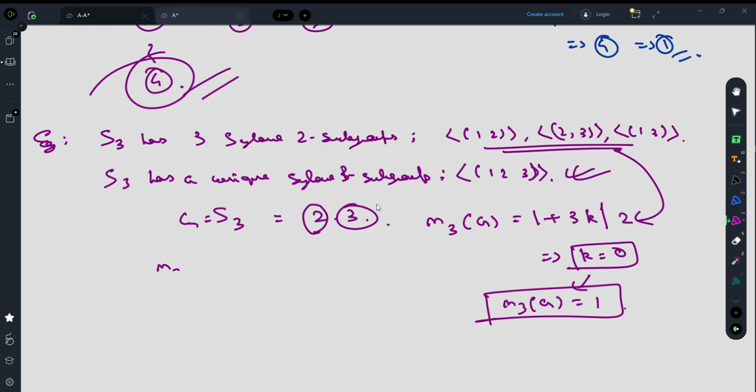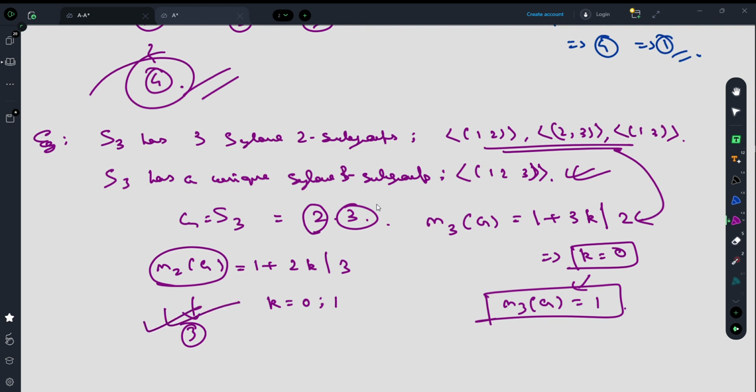You can also verify this statement from this concept as well. That is, if I consider the Sylow 2 subgroups, then this must be of the form 1 plus 2k, but this must divide 3. So the possibilities for k are either 0 or 1. If k is 0, then you must have a unique Sylow 2 subgroup. And if k is 1, then you have 3 Sylow 2 subgroups. Specifically studying the group structure, we find that there are exactly 3 Sylow 2 subgroups. Clear?